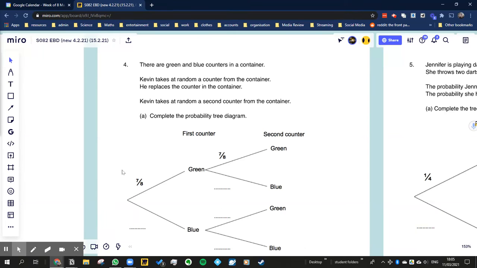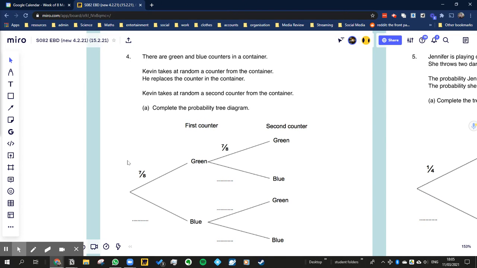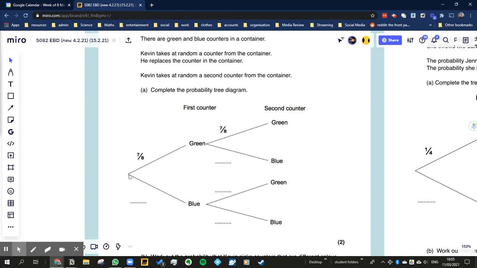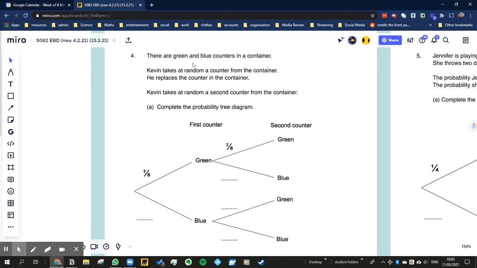So first of all, on tree diagrams, the junction where it branches off is saying there are two eventualities of whatever. In this case, Kevin is taking out a random counter. That's what he's doing here. And Kevin then takes out a second counter, which is what he does either here or here.